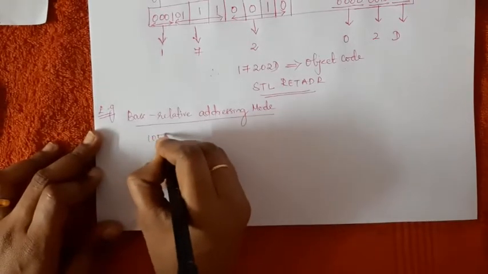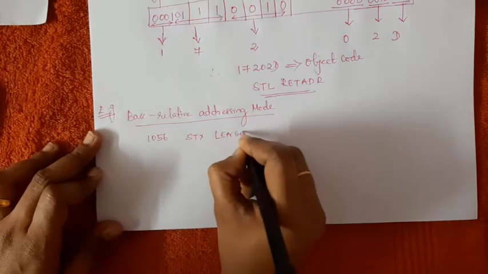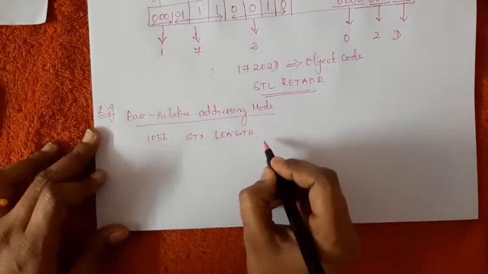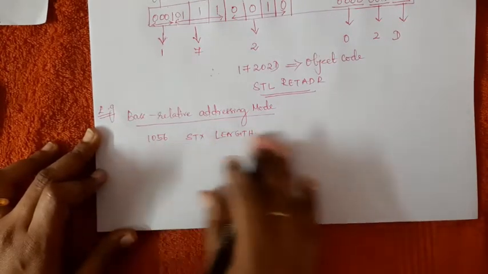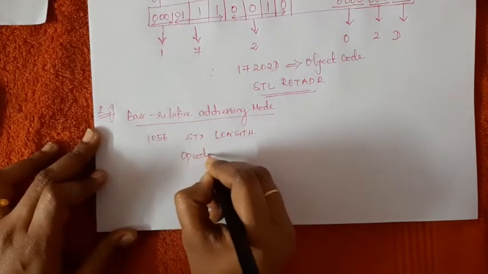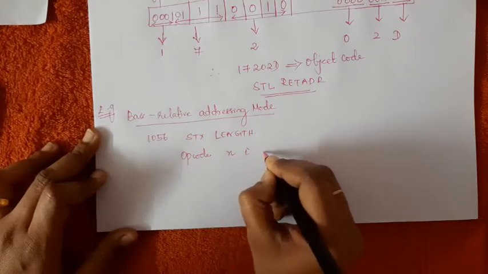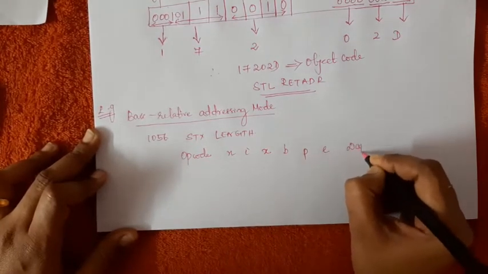So we'll take the instruction 1056 STX length. This is a format 3 instruction. There is no plus symbol, so it is a format 3 instruction. Now we draw the format 3 instruction format: opcode, N, I, X, B, P, E, displacement.